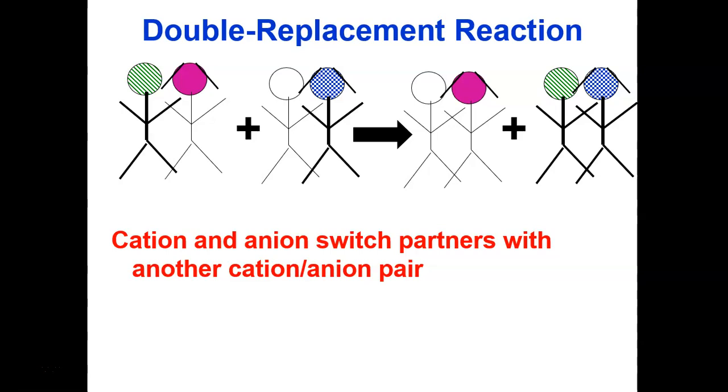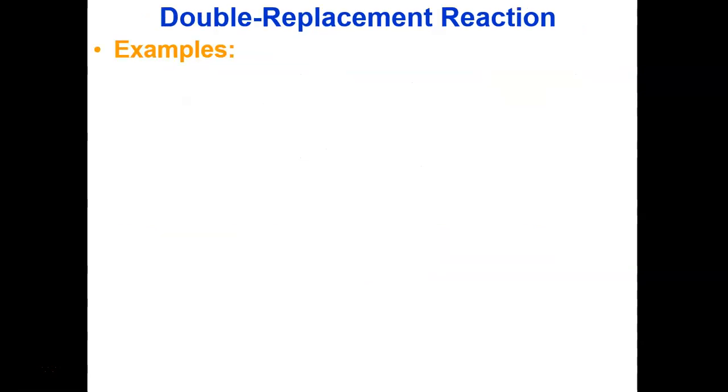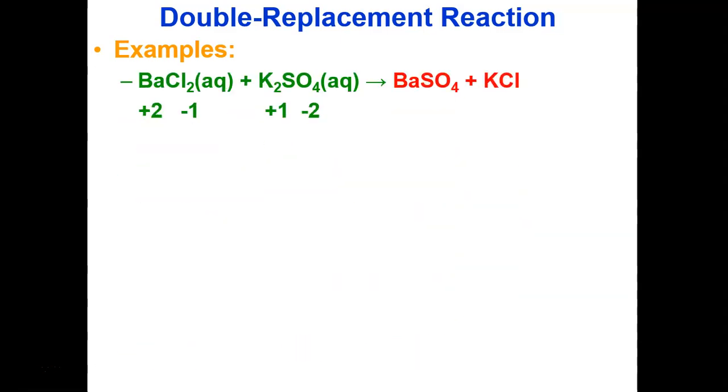Okay, our last type is double replacement. And in this type of reaction, the cation and anion switch partners, basically, with another cation-anion pair. So let's look at some examples. Now, when you do these double replacement reactions, it is extremely helpful to, on the left side of the equation, just jot down the charges before you try to write the products. Otherwise, you're pretty likely to make mistakes.